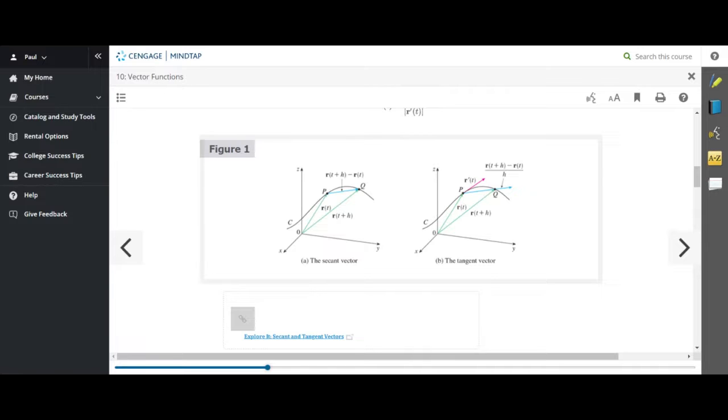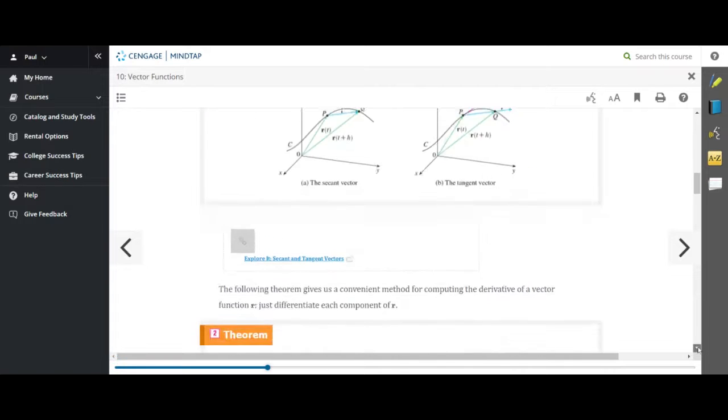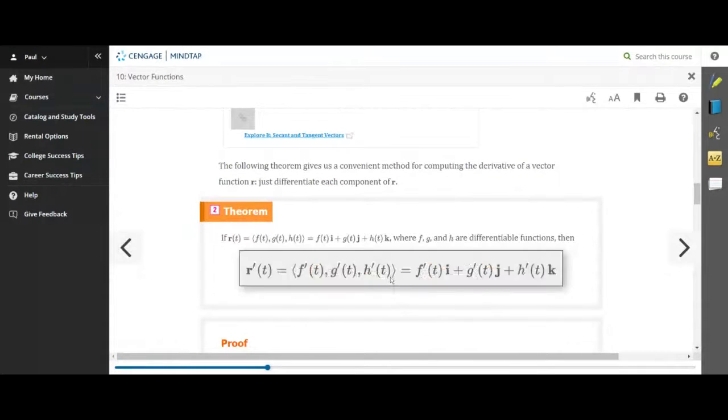Okay. Well, then, how do you think you would find the derivative vector? How would you compute it? Well, the components of the derivative vector are just the derivatives of the parametric equations that form the components of your derivative vector. It's really quite easy to see this.